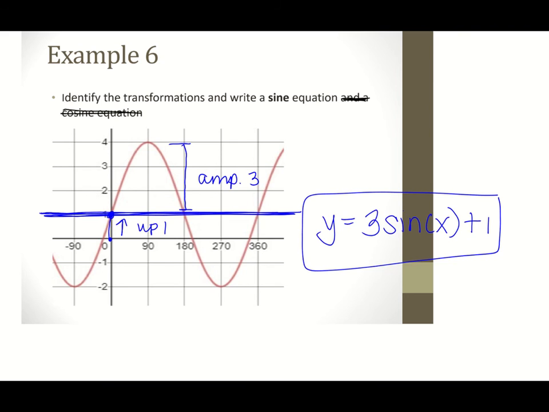Now go ahead and try your 13.3 worksheet on vertical shifts, getting some more practice with this new skill.